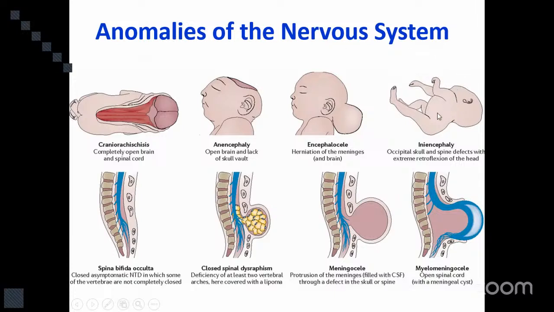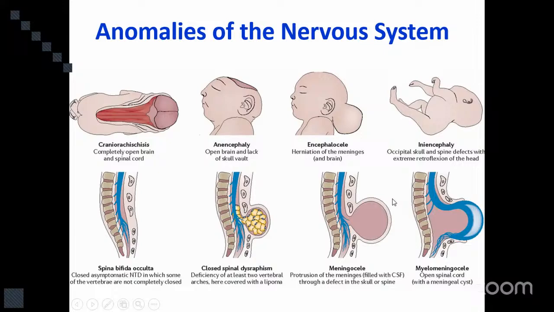Anomalies of the nervous system are various and distinct. You can see anencephaly, encephalocele, and for the spinal cord, spina bifida, dysplasia, meningocele and meningomyelocele. So these are classical instances that you can actually see.